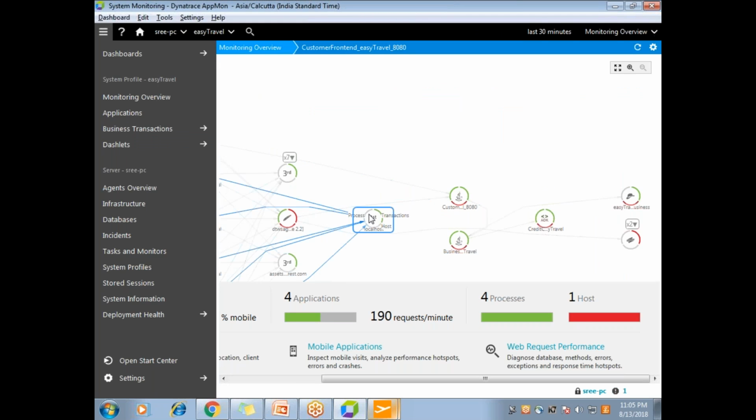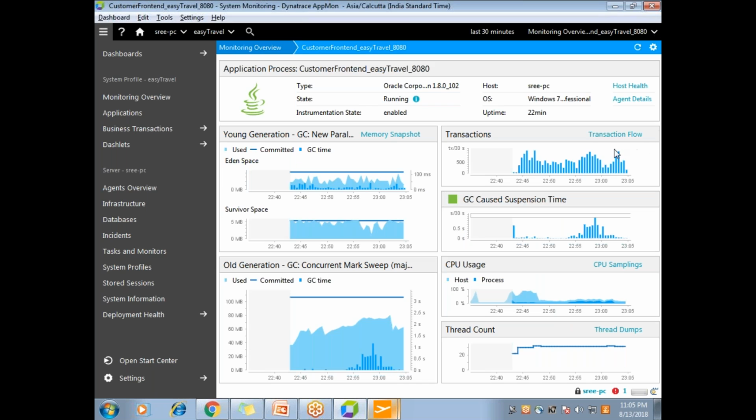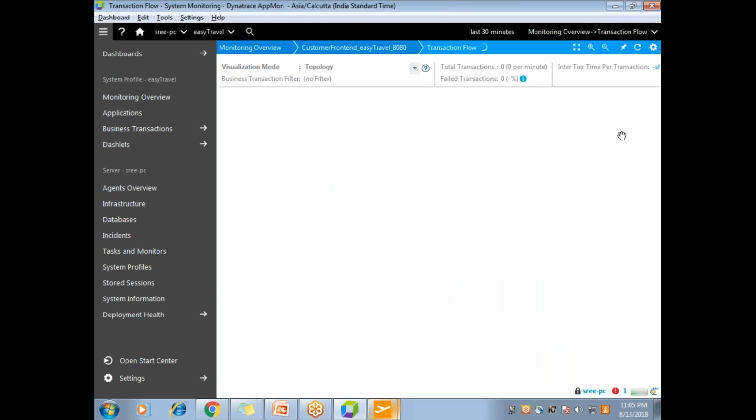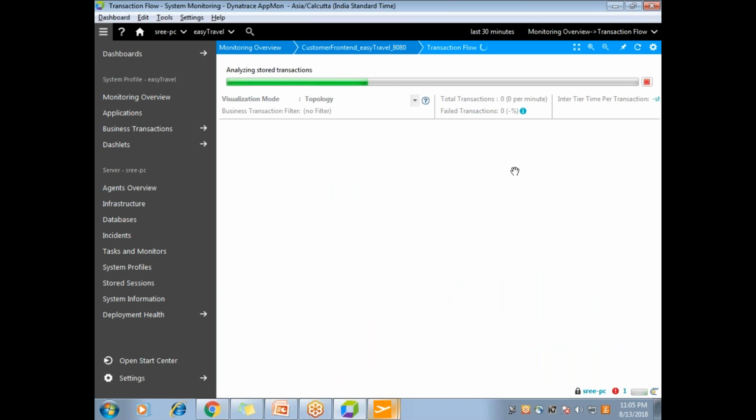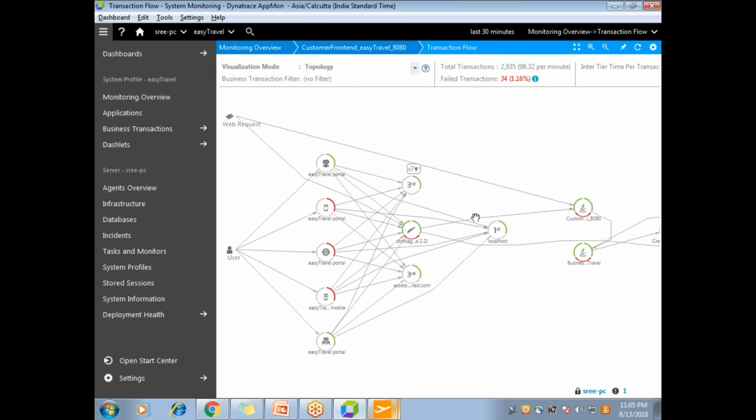Overall transaction response times. Can you please guide me where we can find the response times? Go to the previous page. No, I'm talking about the top of it. There is a transaction flow. This is the flow.